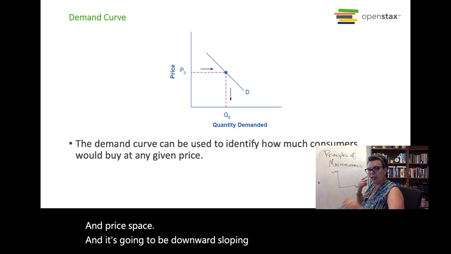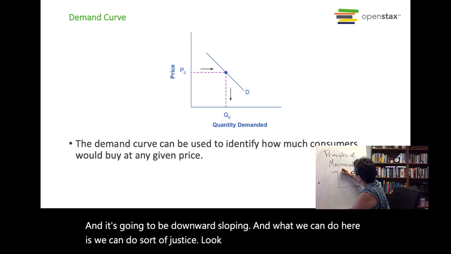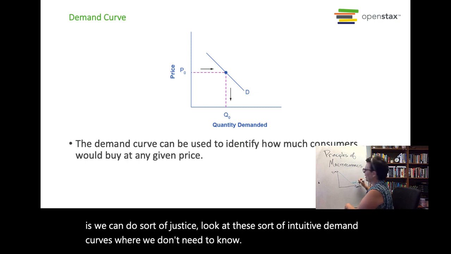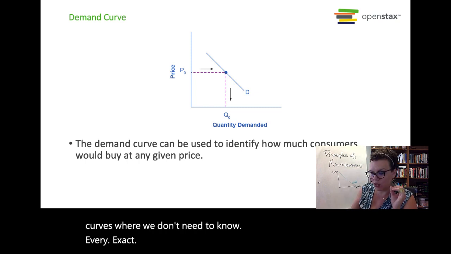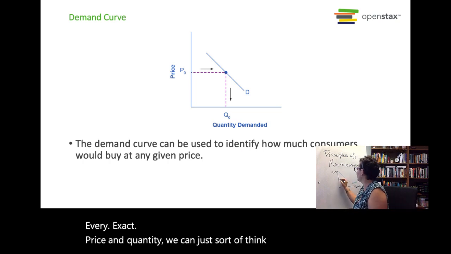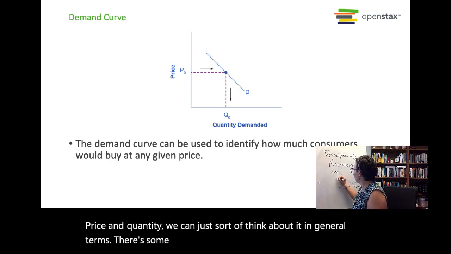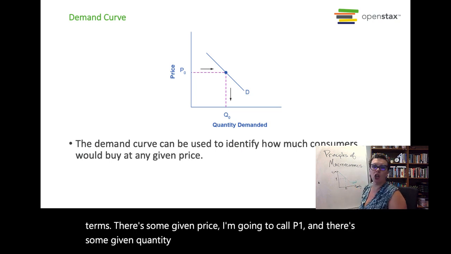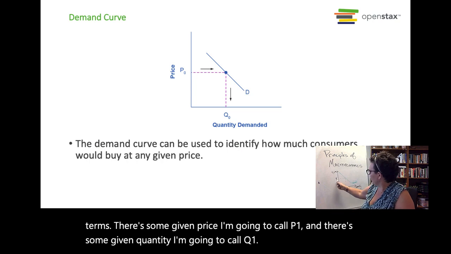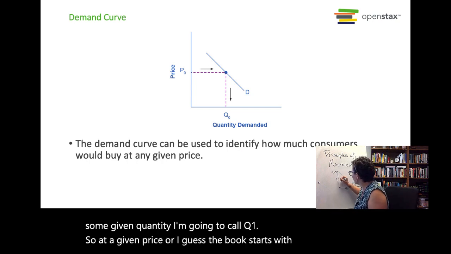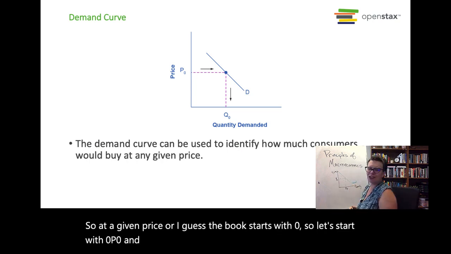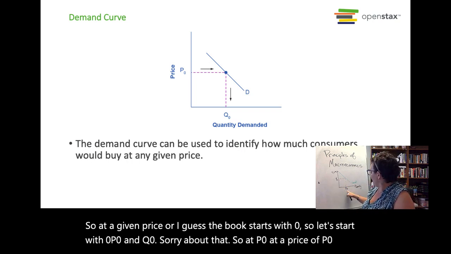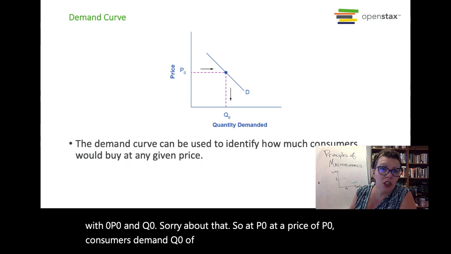And what we can do here is just look at these intuitive demand curves where we don't need to know every exact price and quantity. We can just think about it in general terms. There's some given price I'm going to call P1, and some given quantity I'm going to call Q1. Or I guess the book starts with 0, so let's start with P0 and Q0. Sorry about that. So at a price of P0, consumers demand Q0 of whatever good we're talking about.